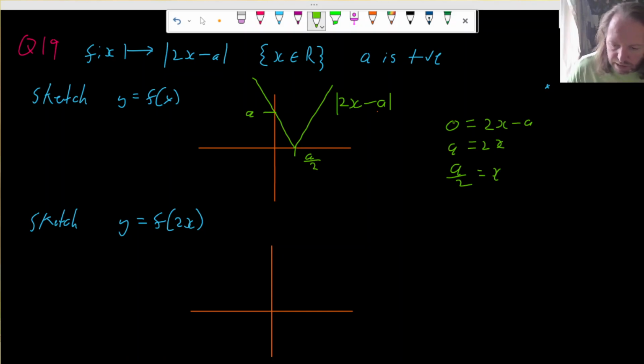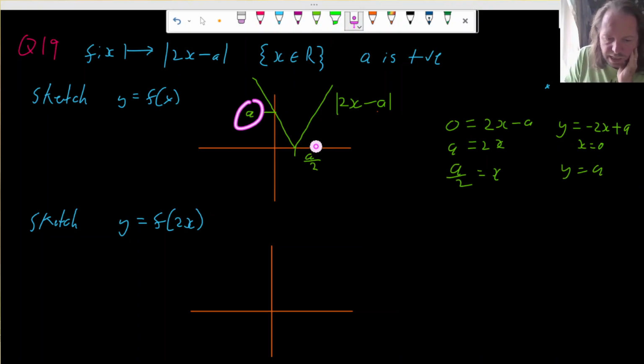In the same way, we can define that a up there. We can find it by saying what y is equal to when we are looking at the negatives of this. So minus 2x plus a, running it through the different options there. We know the x is equal to 0 at that point, so you get y equals a, which is why we have the points of a and a divided by 2.